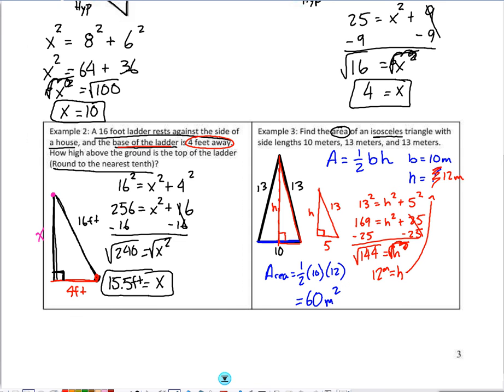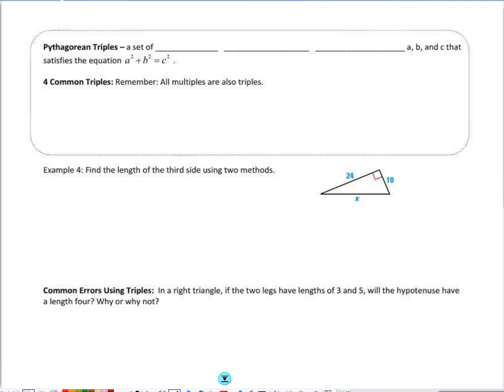So another way to use the Pythagorean Theorem is recognizing that there are certain sets of 3 positive integers, such as a, b, and c, that satisfy the equation a squared plus b squared equals c squared. There are common triplets, we can call them, that always form a right triangle.